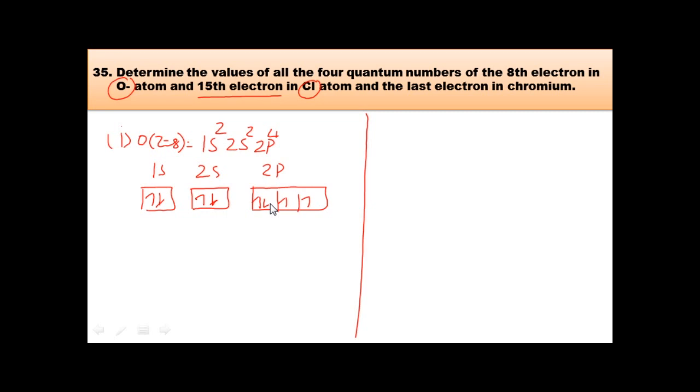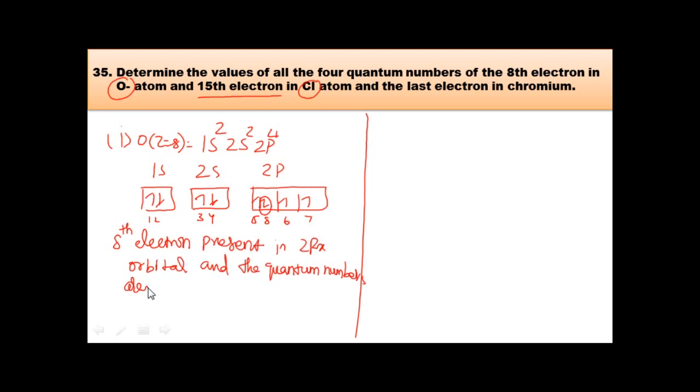Yes. The 8th electron. So count the number of electrons: 1, 2, 3, 4, 5, 6, 7, 8. So this one is the 8th electron. The 8th electron is present in the 2px. This is 2py, this is 2pz. So the 8th electron is present in the 2px orbital and the quantum numbers are, what is the n value? n equal to 2.